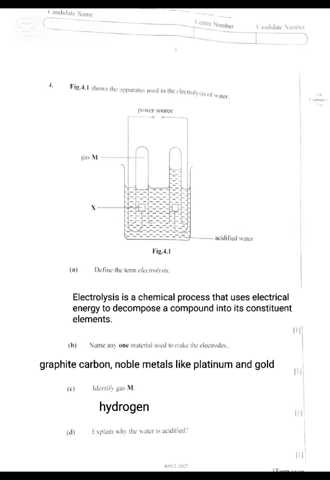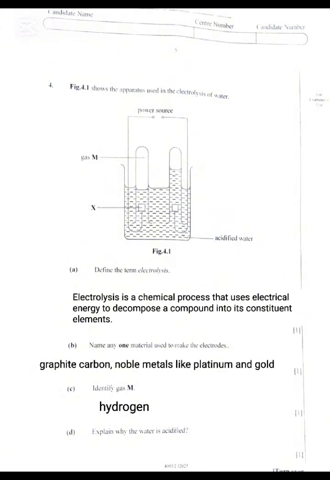M is having a high level of gas compared to the other gas. The other gas is having a high level of water. So when electrolysis of water occurs, water is decomposed into hydrogen and oxygen in the ratio of 2:1. So more gas is collected at the cathode. The volume of hydrogen is twice that at the anode. So that is why we are saying that gas M is hydrogen.